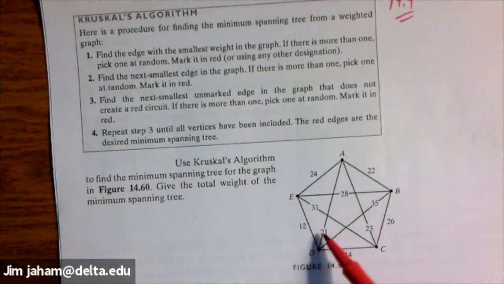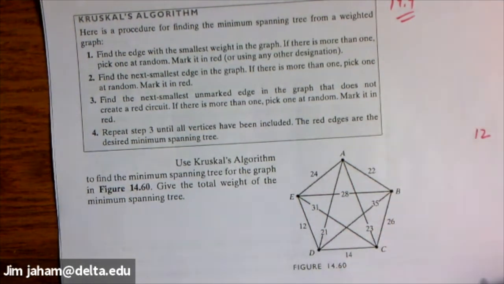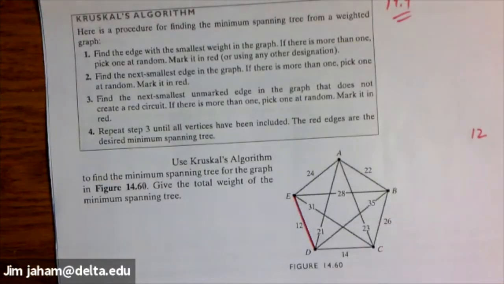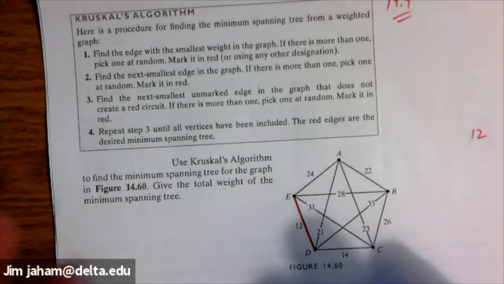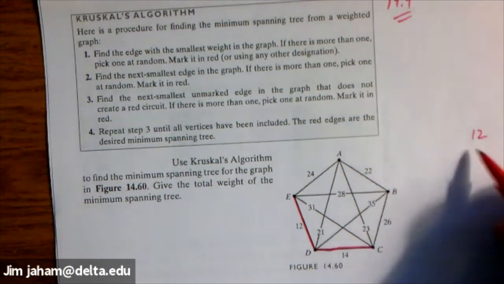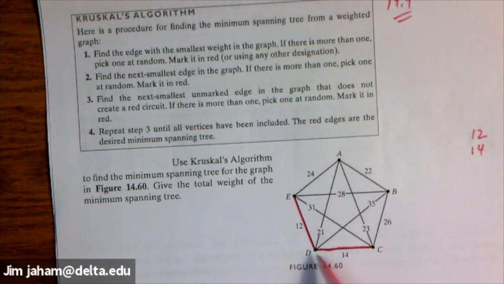So what we're going to do is just take a look at all of these numbers here. And the smallest number of all is 12. So 12 is going to be part of the weight, and we're going to draw in this edge here. It's hard to see this if you're looking at your notes later, because all you're going to see is a tree. The order is very important in this algorithm. All right, the next smallest number after 12 is 14. And if I draw 14, I still don't have any circuits, so I'm going to include the edge DC in my spanning tree.